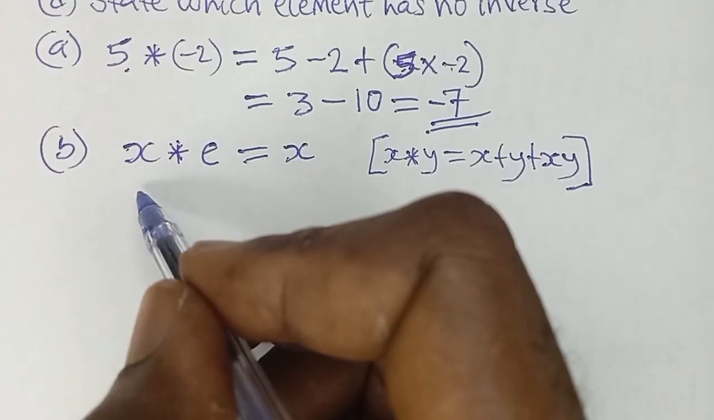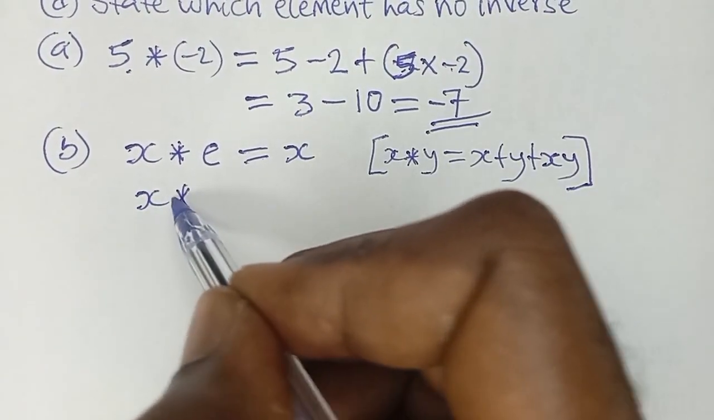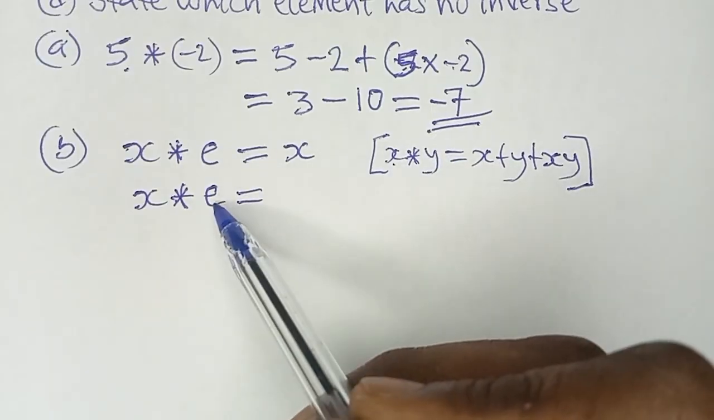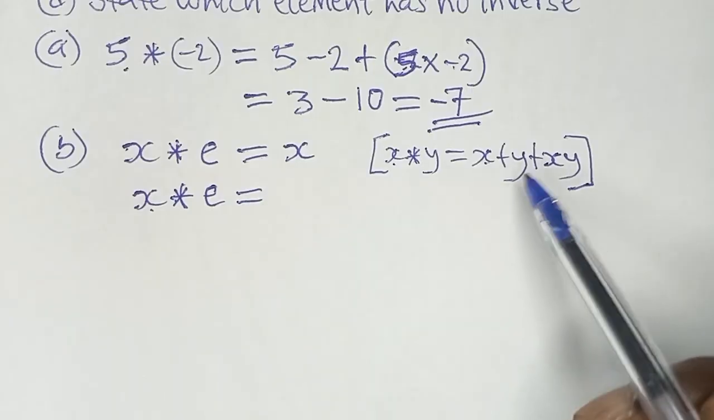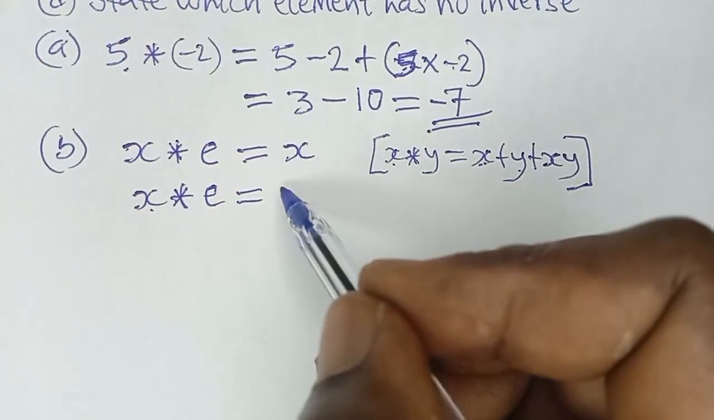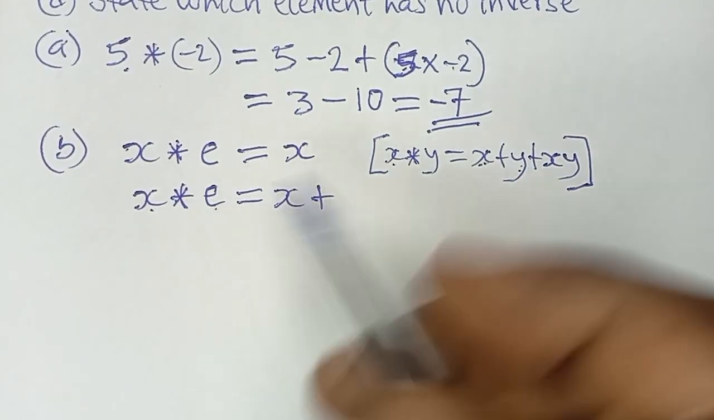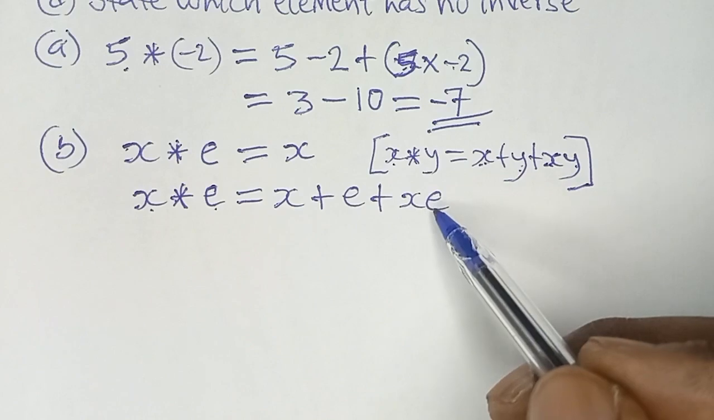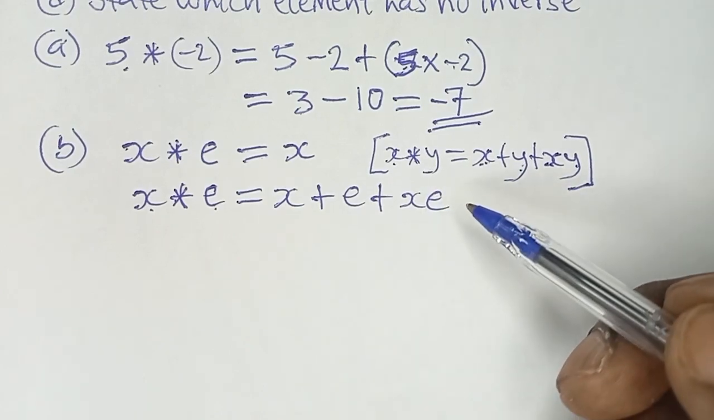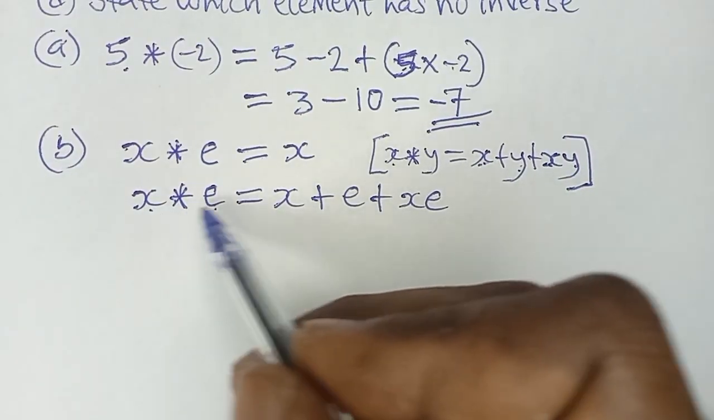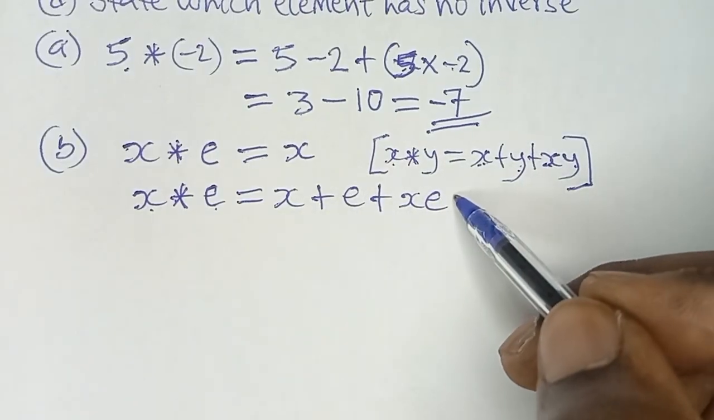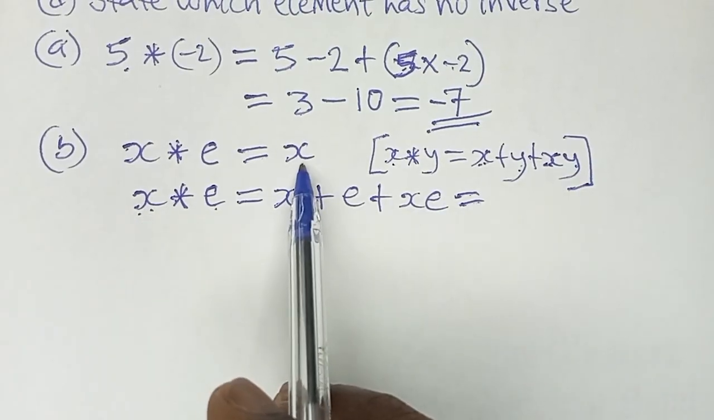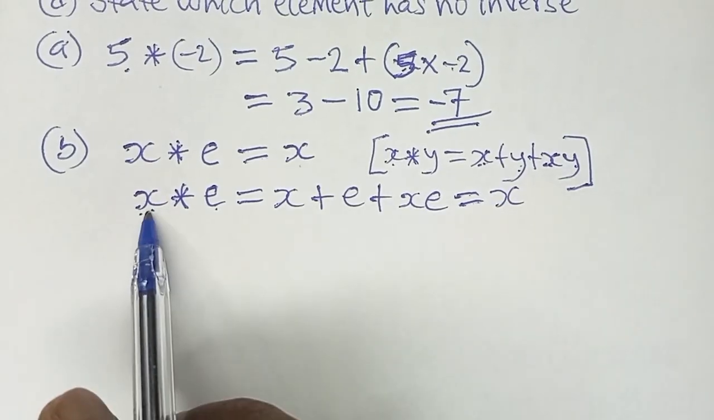So I'm going to say x operation the identity element is equal to, now we are going back to this. It's just like the operation. In place of y now, we have E. So I'm going to substitute the value of x for x, but in place of y, I'm going to substitute the identity element E. So I have x plus E, and then plus x multiplied by the identity element, that is xE. Hope that is okay. The next thing now is to substitute the value for this same x. We agreed that once we put in the identity element, the result should also be equal to this x, just as I've stated here. So this now is also equal to x.